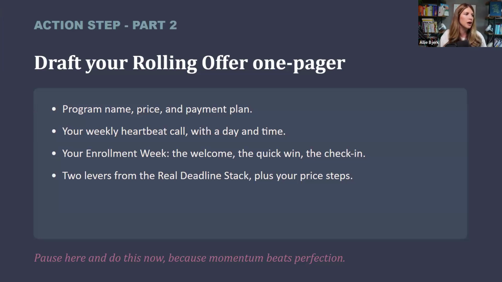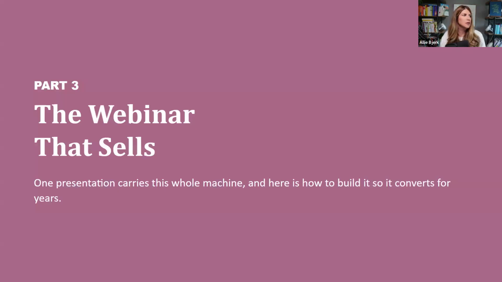Other things to think about with the real deadline that we talked about: are you going to use an expiring bonus? Are you going to close the cart after X amount of days? Or are you going to increase the price? Those are other factors that you can think about and write down.